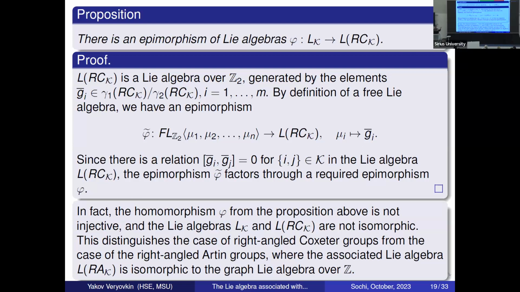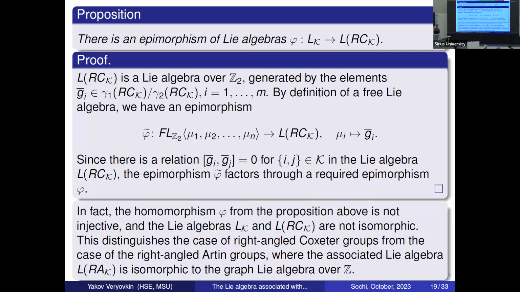Okay, there is an epimorphism. The associated Lie algebra is a Lie algebra over Z_2 generated by the elements g_i from gamma_1 over gamma_2. By the definition of a Lie algebra, we have an epimorphism like this, where mu_i goes to g_i bar. Since there is a relation, the bracket like this equals 0 for edges from the simplicial complex in the Lie algebra, the epimorphism factors through, giving the required epimorphism phi.